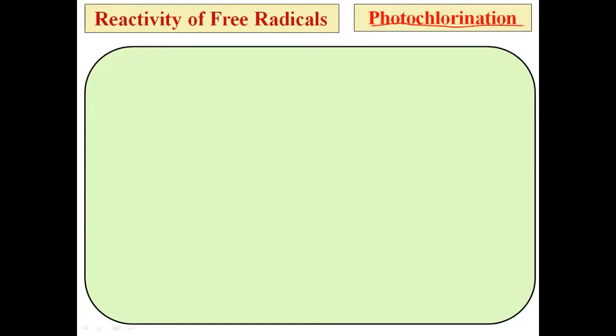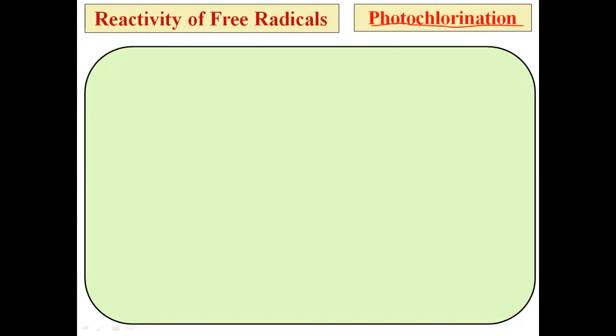Now, what is meant by chlorination? Actually, this is an example of a halogenation reaction. If there is replacement of a hydrogen atom by chlorine, then that reaction is chlorination. And if this reaction is carried out in the presence of light, then it is called photochlorination. Now we will see a very simple reaction, photochlorination.